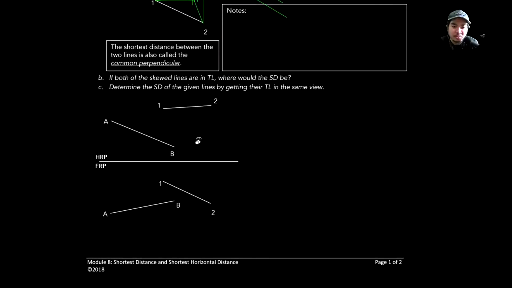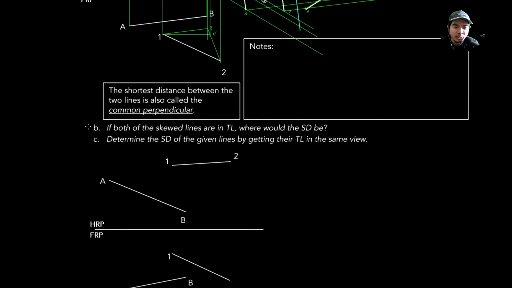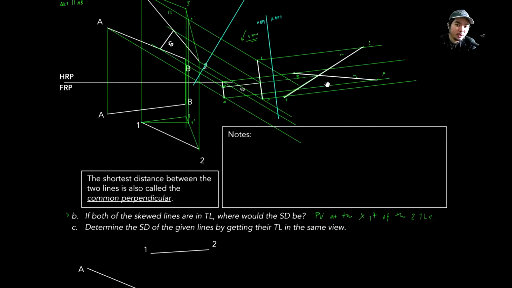Okay, so proceed tayo. But before we proceed, sagutin muna natin to, which we already answered, no? If both of the skewed lines are in its true length, where would the SD be? So the SD would be in its point view, or it will be projected at its point view at the intersection point of the two TLs. Tama? Which is yun yung ginawa natin dito, no?